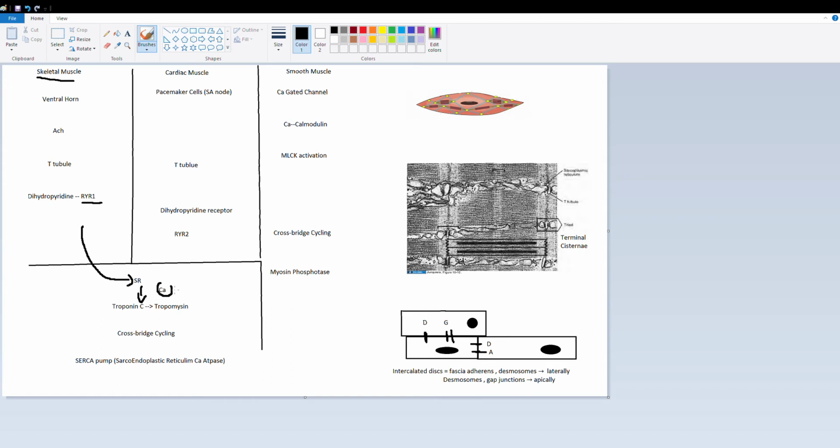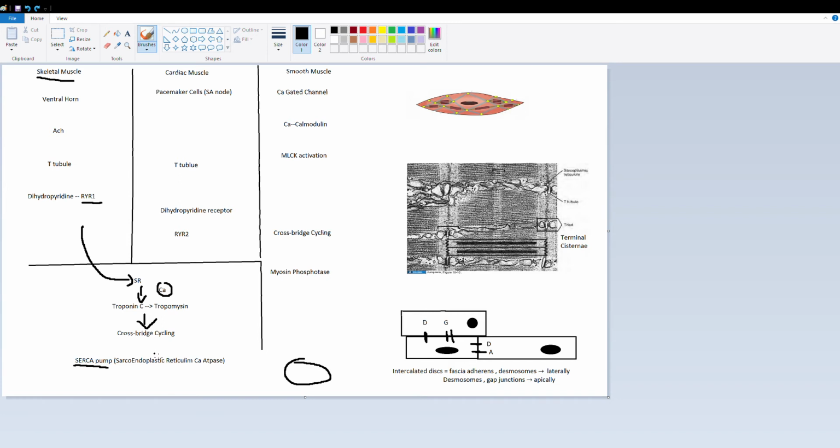So here we have our calcium flowing out of our SR. Calcium binds troponin C. This moves tropomyosin out of the way, lets myosin bind, and lets our cross-bridge cycling begin. And then finally, when we want our muscles to stop contracting, we have something called a SERCA pump, which is a sarcoendoplasmic reticulum calcium ATPase, which is basically a calcium ATPase that pumps calcium back in to our sarcoplasmic reticulum using ATP. Okay?